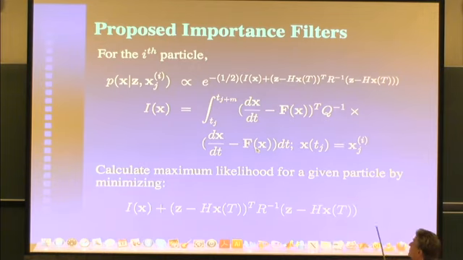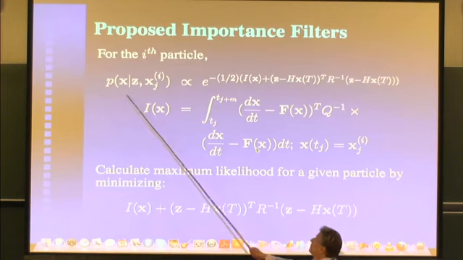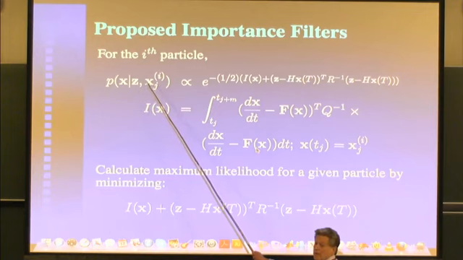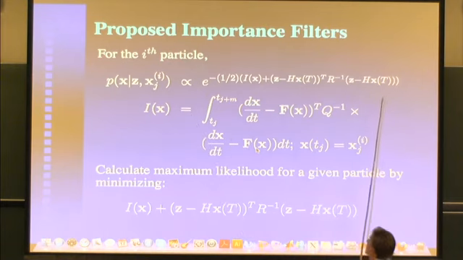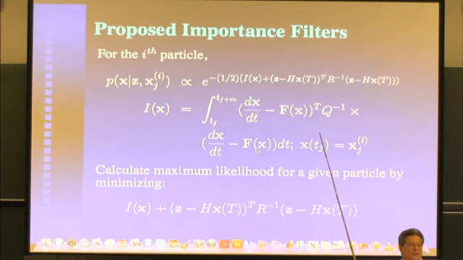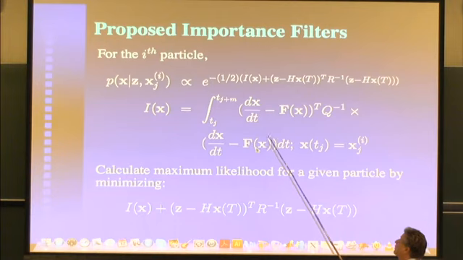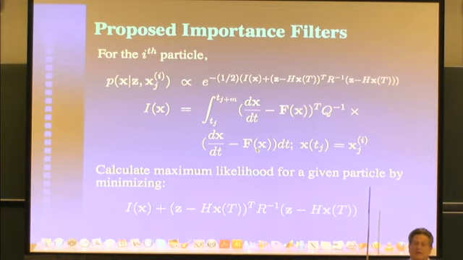Now, for particle number I, the probability density function of the state vector given observation z and the particle I at that time is given by this thing, everything Gaussian, because I assumed the noise was Gaussian, right? And this is a positive definite functional, very close to the positive definite functional that the weather centers actually use to implement the thing called 4D var.